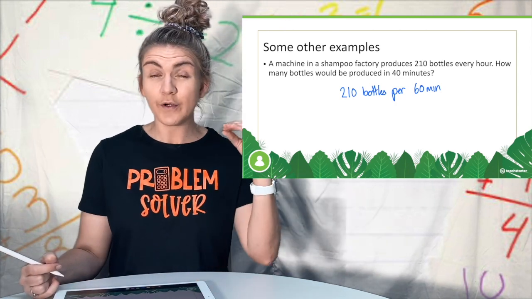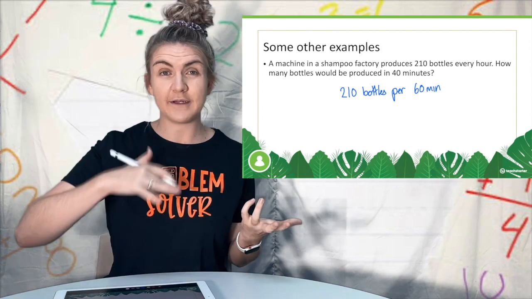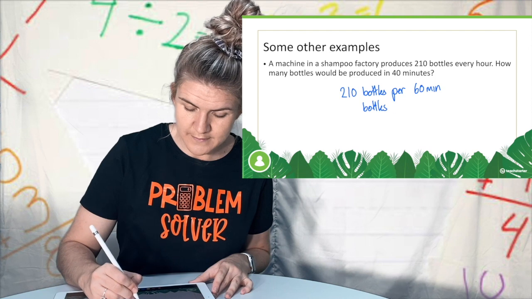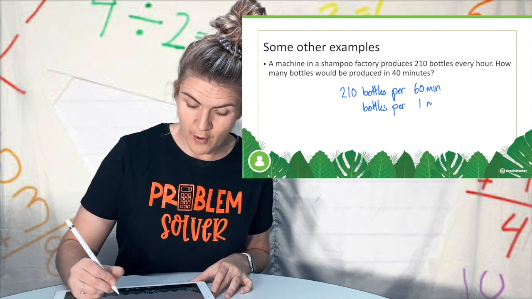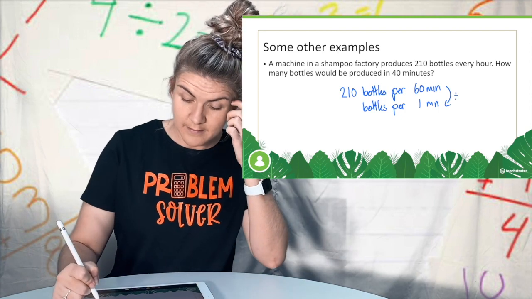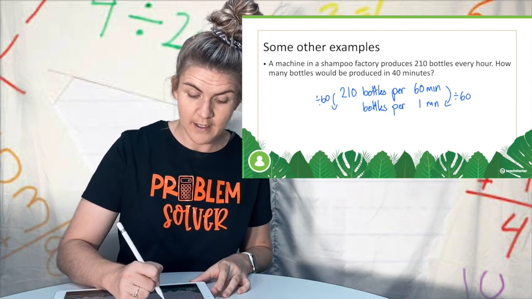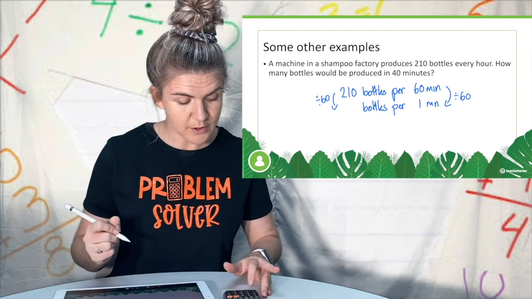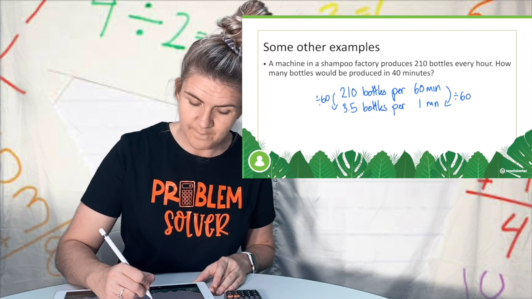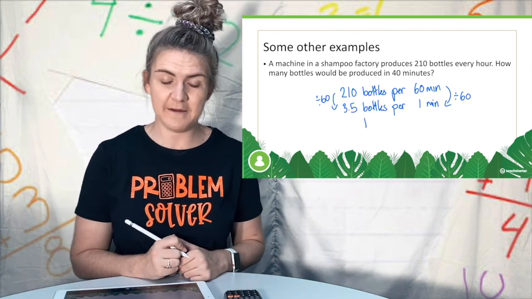So while it's already in the unitary method for hours, because now I want to work in minutes, I'm going to bring that unitary method down to 1 minute. So how many bottles per 1 minute? So I'm going to go 60 divided by 60 equals 1. And I'm just going to use my calculator for this. 210 divided by 60 equals 3.5. So it's 3.5 bottles for every 1 minute.